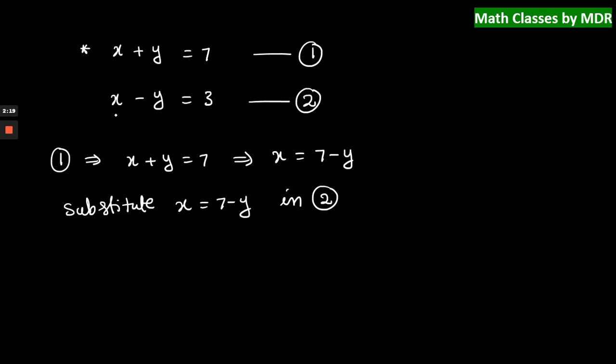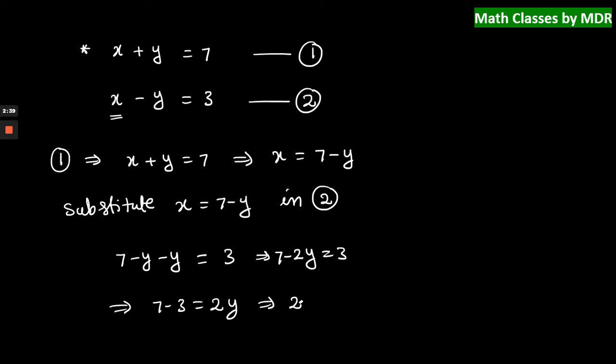When you replace this x with 7 minus y, you get 7 minus y minus y is equal to 3, which implies 7 minus 2y is equal to 3, which implies 7 minus 3 is equal to 2y, or 2y is equal to 4, which implies y is equal to 2.